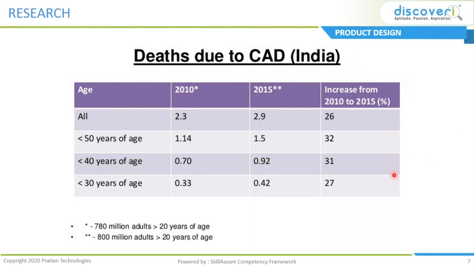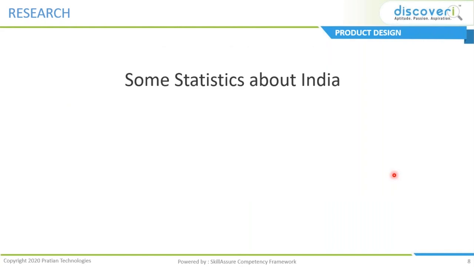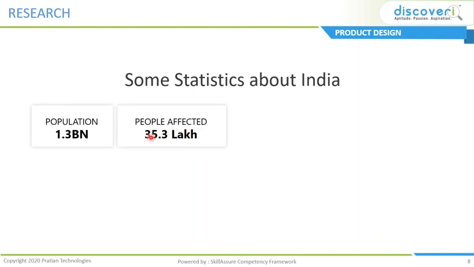So once this is done, the next thing we need to look into is the different impact areas of our solution. Like I said, India has 1.3 billion people, and I just assume that 35.3 lakh people are affected due to heart attack. Now, suppose our solution is able to help only 10% of these people from getting a heart attack, only 10%. That means we can save 3.5 lakh people. So that is the people impact which we are having.